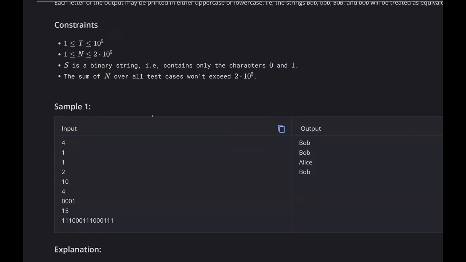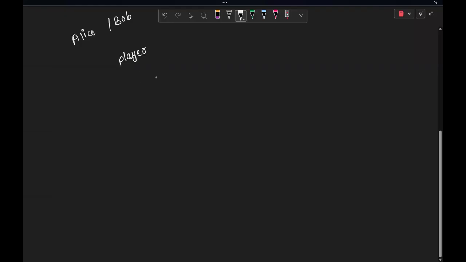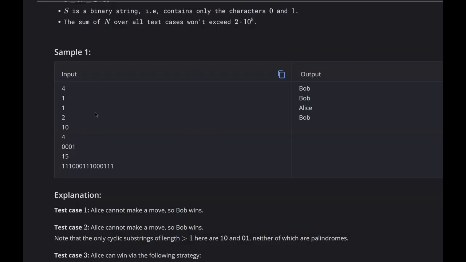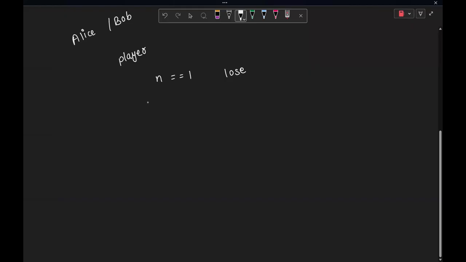So, for a player, if the length of the string, let's say it to be n, is equal to 1, then he will lose, right? This is the very first thing which we can observe from the test cases. The second thing is, even though the size is 2, if both the characters are different, then this player will also lose.